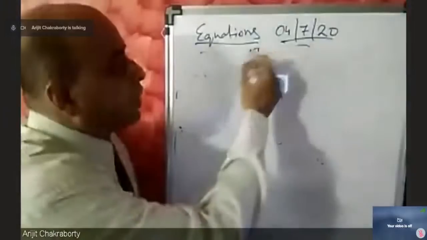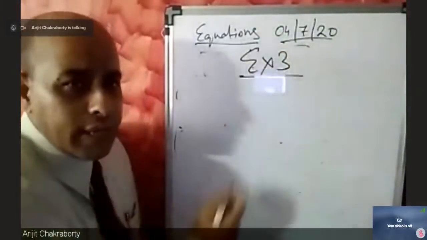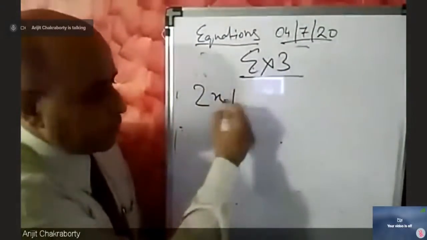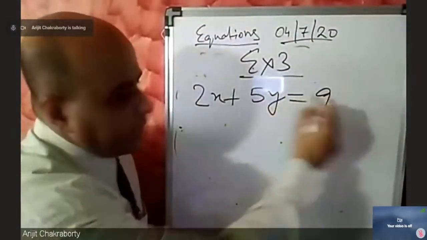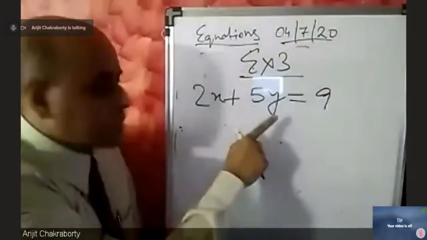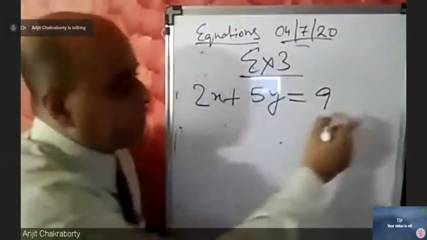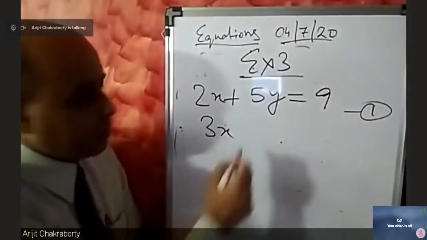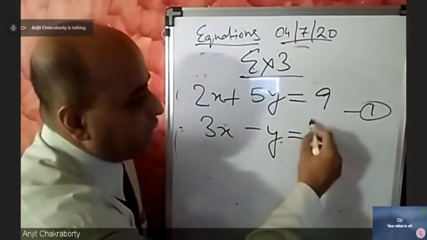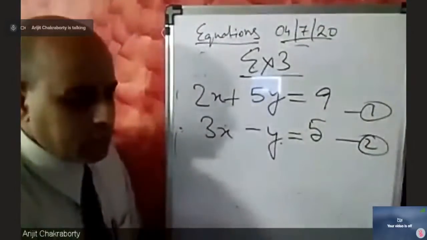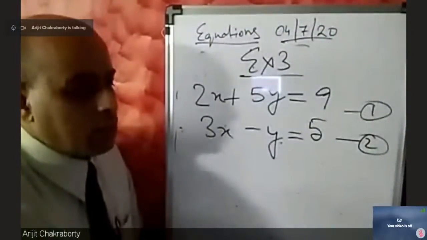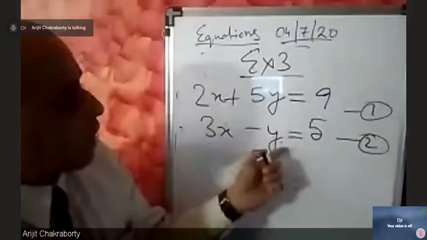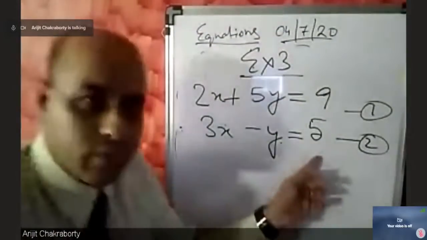So our example number 3. We have already done 2 examples. Number 3: 2x plus 5y is equal to 9. This is the first equation. And 3x minus y is equal to 5. This is the second equation. So 2x plus 5y equals 9 and 3x minus y is equal to 5.